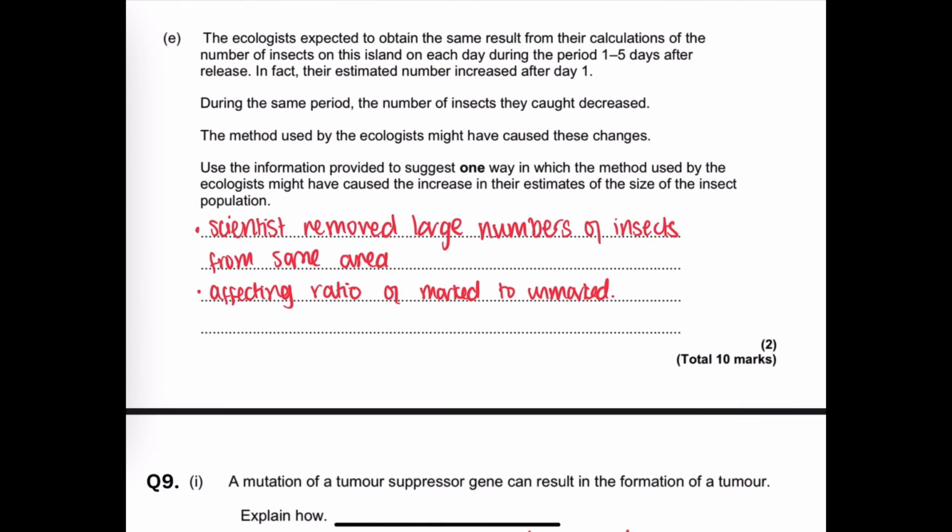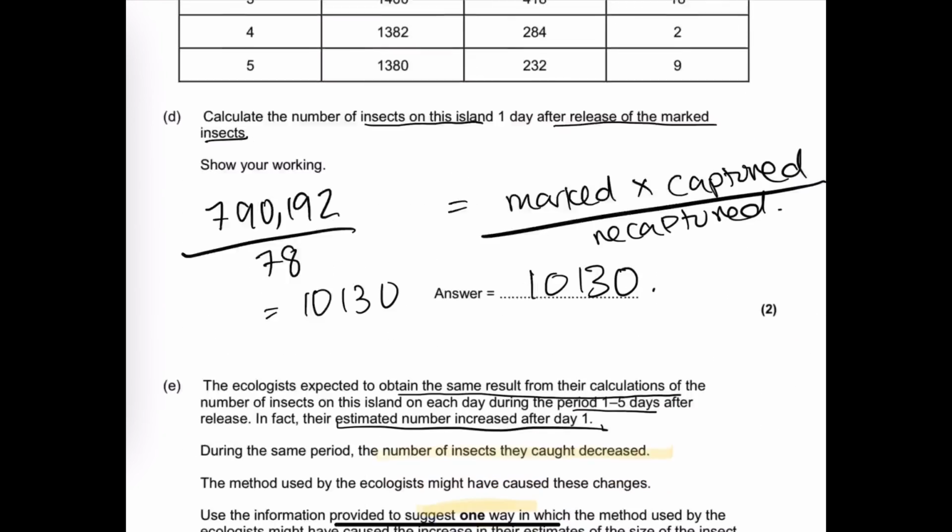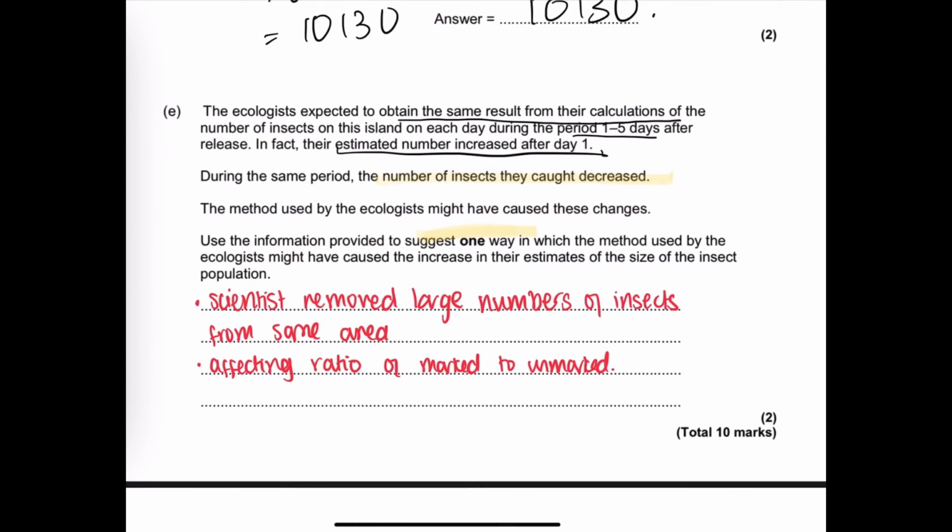So the ecologists expected to obtain the same results from their calculation of the number of insects on this island on each day during period 1 to 5 after release. They estimated the number increased after day 1. During the same period, the number of insects they caught decreased. The method used by ecologists might have caused these changes. So suggest one way in which the method used by the ecologists must have caused the increase in the estimate size of the insect population. Already the fact that they did not release it is such a big red flag. So we know that that is the reason why.